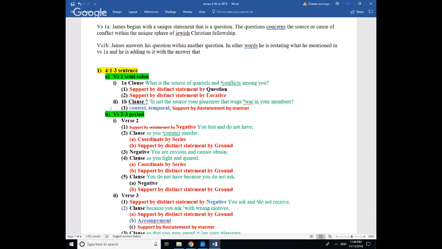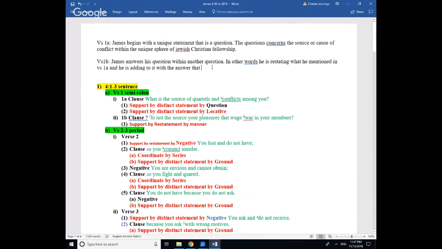Okay. Now this one, context, this is related to the word in. And I have not been able to find a definition for what they're calling context. So we can eliminate that one. It's not temporal. So we got the idea of manner associated here. Is not the source your pleasures that wage war in your members? Well, waging war does have the concept of waging war.